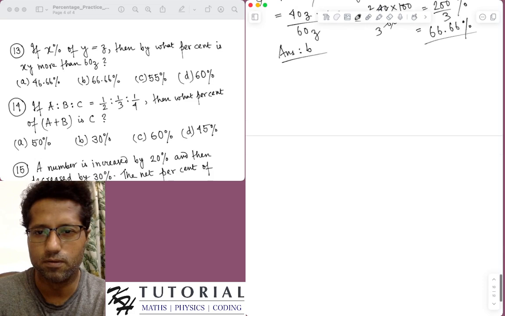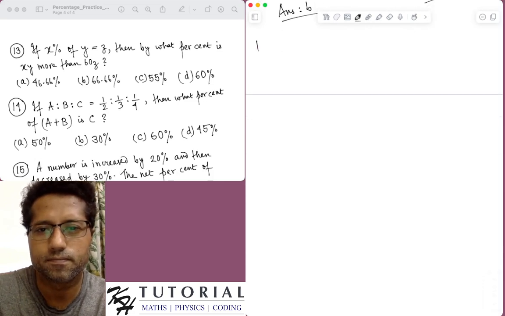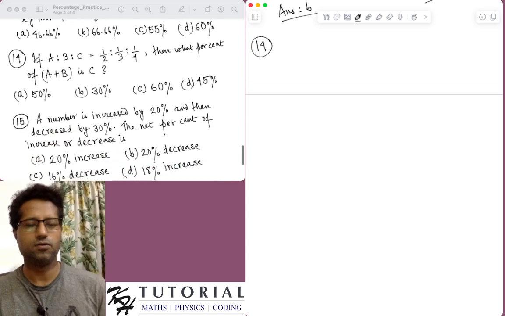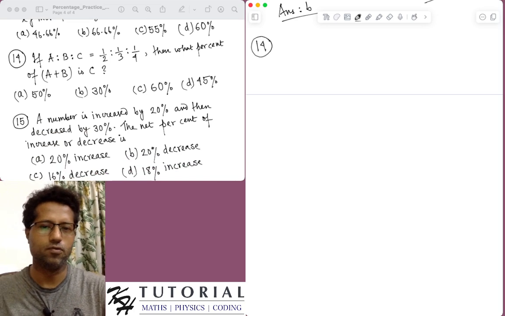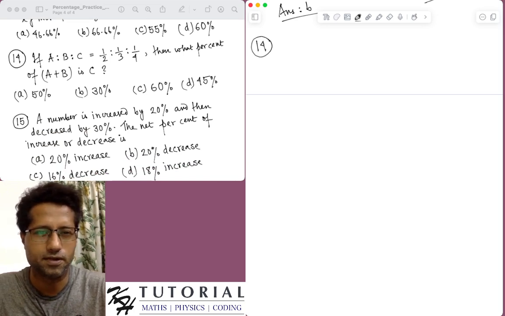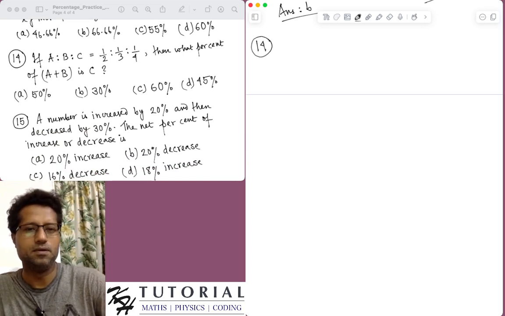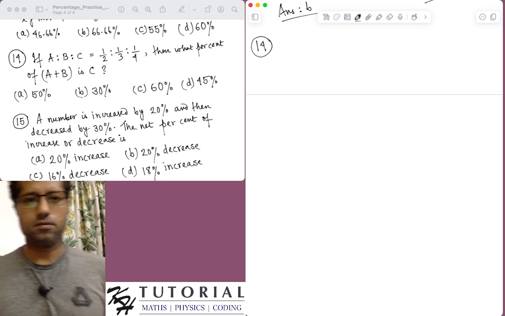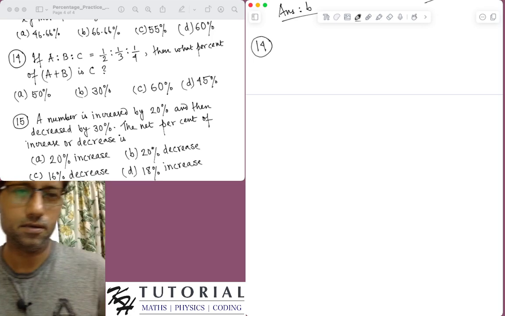Okay, let's do problem number 14. It says that if A is to B is to C equals half is to 1/3 is to 1/4, then what percent of A plus B is C? Okay, so what percent of A plus B is C?